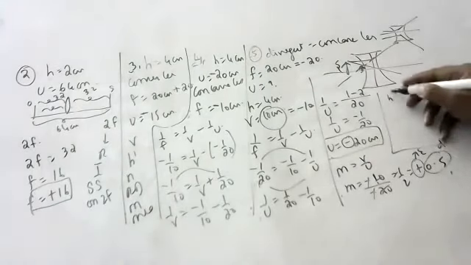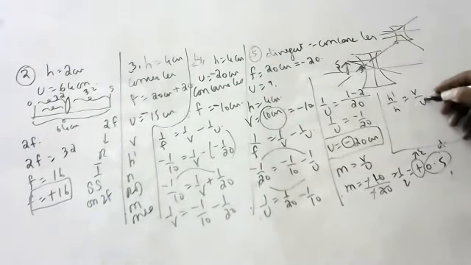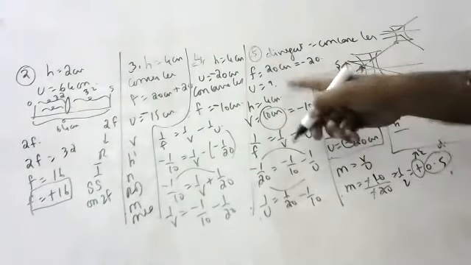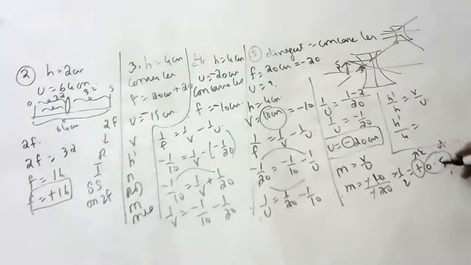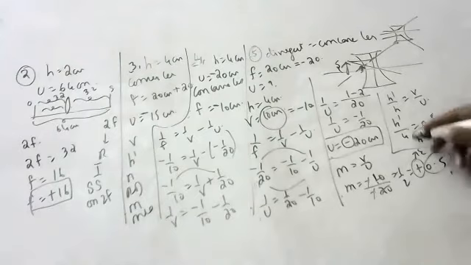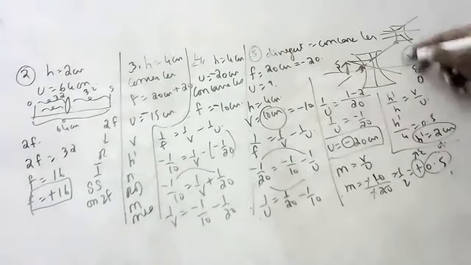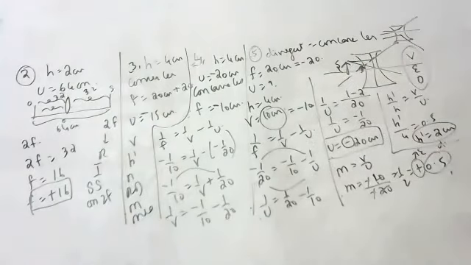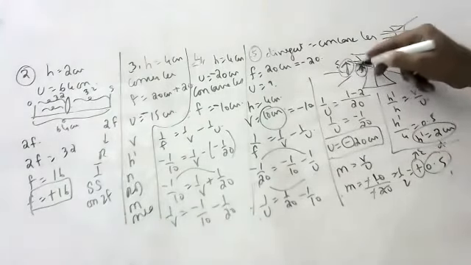And last, h dash by h is equal to v by u. h dash by 4, this is 4. v by u, how much did you get? 0.5. So h dash is equal to 2 centimeters. So 4 became 2, which means virtual, erect and diminished. Virtual, why? Because object and image are on the same side.